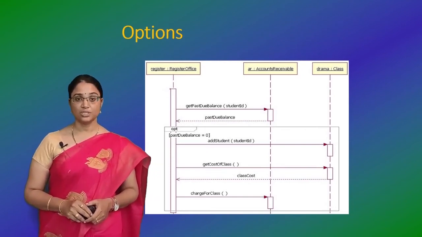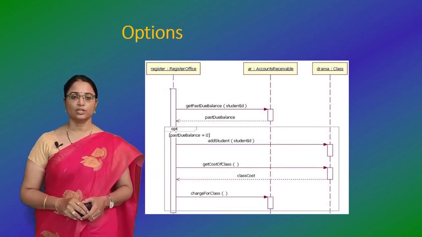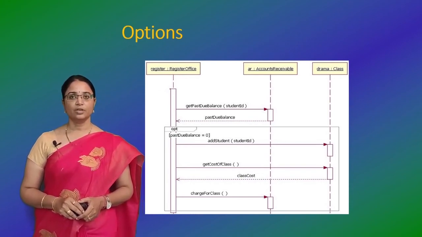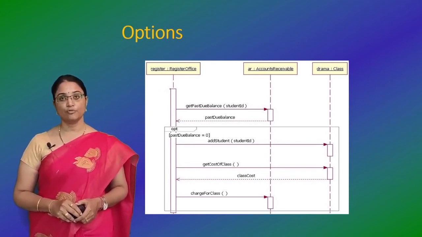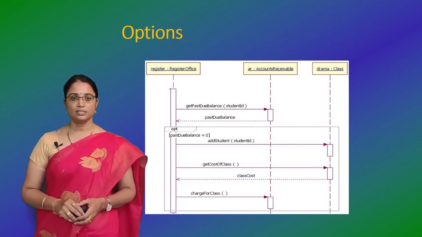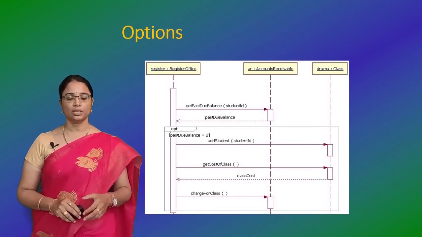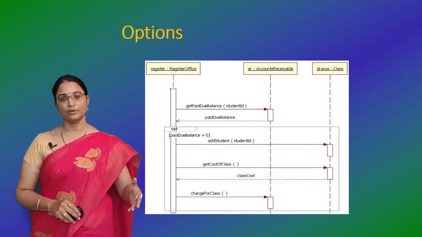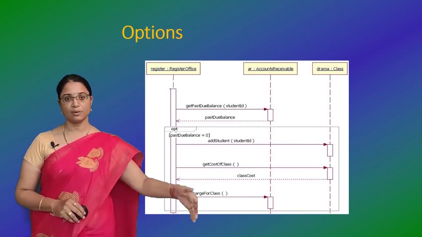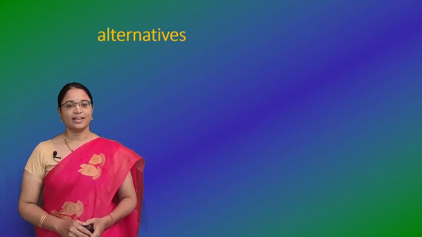So if you want to show such types of options, okay, then you can use this option. If the student is not interested in going for the drama class, then he can go for some other class. Or else if you don't have any amount, if you don't want to pay any amount, then he can go to the ground and play whatever he wants. If you want to show such types of options, then you can use this. Coming to the alternatives, ALT.